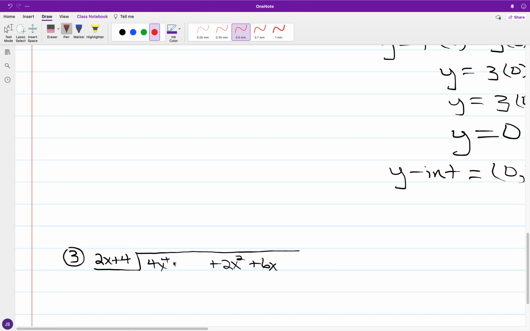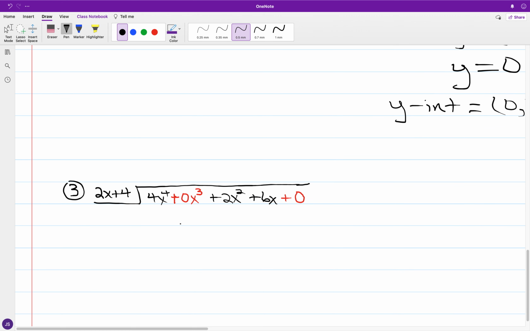So just filling in that void. Okay, we have a 0 placeholder, so you have plus 0x cubed. Then next, we have 2x squared, and then plus 6x, and you want to go all the way down to a constant. Notice that there is nothing after 6x, so using 0 as a placeholder again for the missing constant. Okay, so we have things set up where we can perform polynomial division.